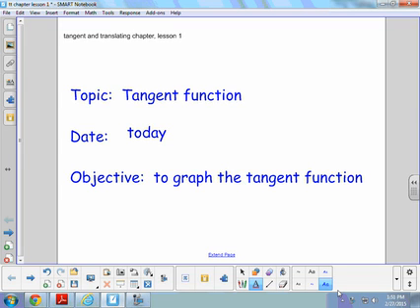Alright, we are starting the tangent translating and reciprocal unit. This is lesson 1 where we talk about the tangent function. Today's date is today, and our objective is to graph the tangent function.